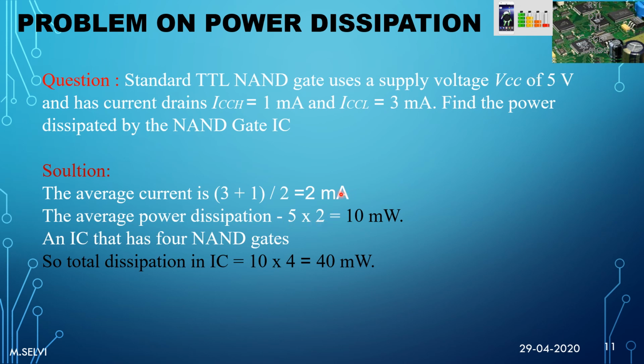5 into 2 equal to 10 milliwatts. But this 10 milliwatt is for only one NAND gate and this IC has 4 NAND gates. So the power dissipation in the IC is equal to power dissipation in one gate into the number of NAND gates, that is equal to 10 into 4 equal to 40 milliwatts. So this is how we calculate the power dissipated from the available data in the data sheet of the logic family.